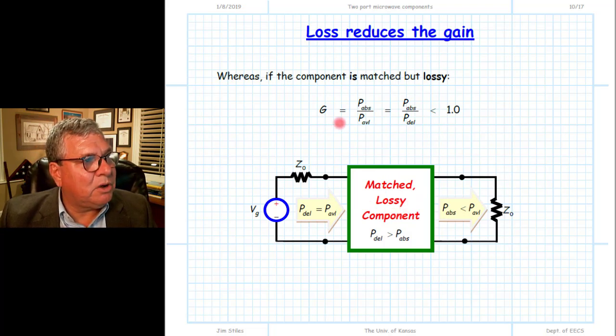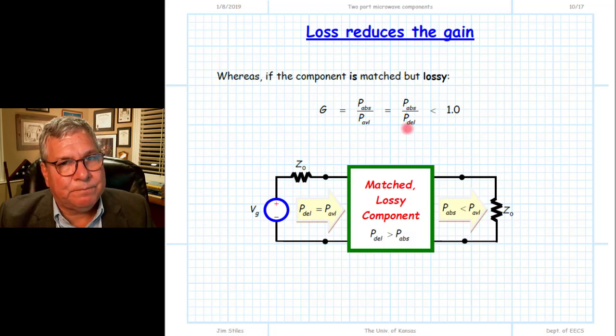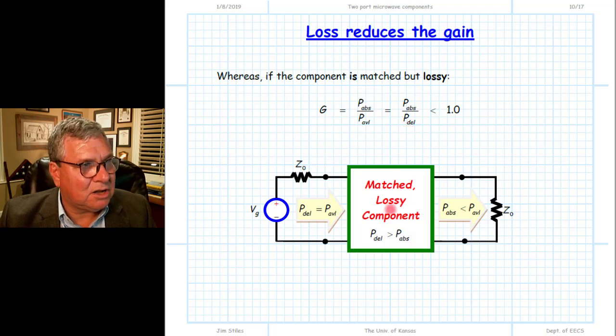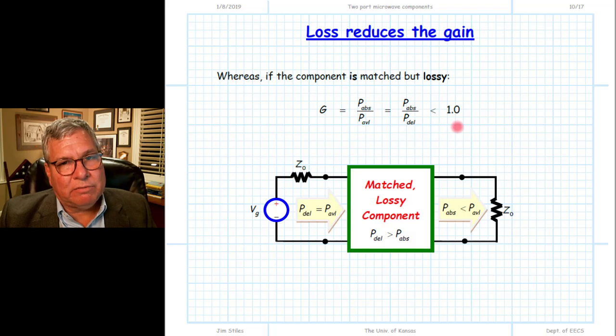And so when we go through and look at our gains here, we find that the ratio of the power absorbed to the power available is equal to the power absorbed to the power delivered. Why is that? Because the available power is equal to the delivered power. We have a matched device terminating a matched load. The delivered power and available power are equal to each other. Both of our gains have exactly the same value. But because this is lossy, that value will be less than a value of 1.